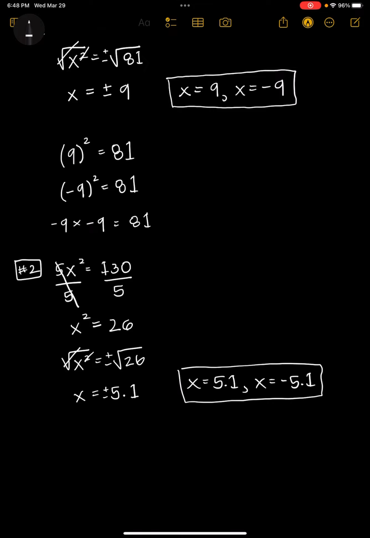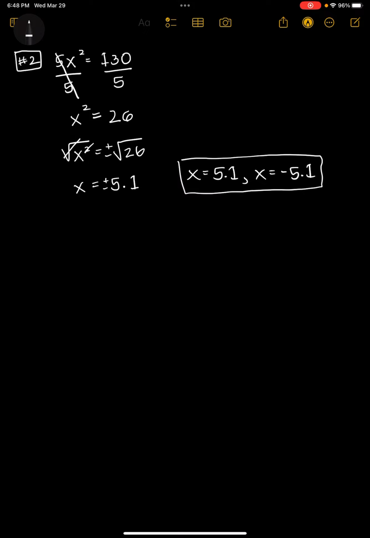All right, now let's look at the third example. For the third example, we have 2x squared plus 9 is equal to 1. So once again, we want to get the x squared by itself, which means we need to get rid of the 2 and we need to get rid of the 9. The first thing we're going to get rid of is the 9 because it's adding, and so to get rid of it, we subtract.